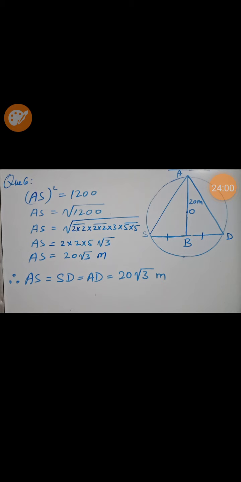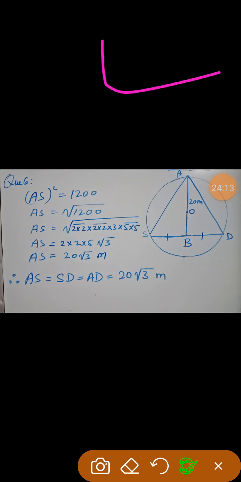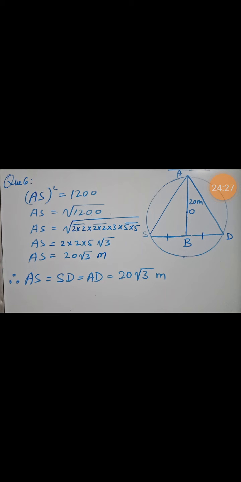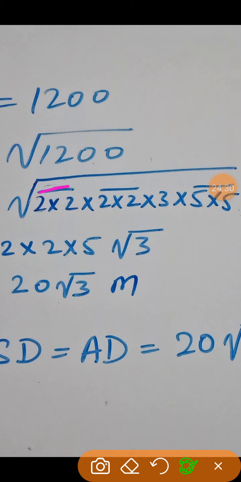Now AS square is equal to 1200. So now we will find the value of AS. AS is equal to square root of 1200. How to find the square root of 1200? By the prime factorization method, and we will get this prime factorization. After this make pairs. You know how to make pairs. This is one pair of 2 2, this is also a pair, and this is also a pair of 5 5. Only 3 is left alone.